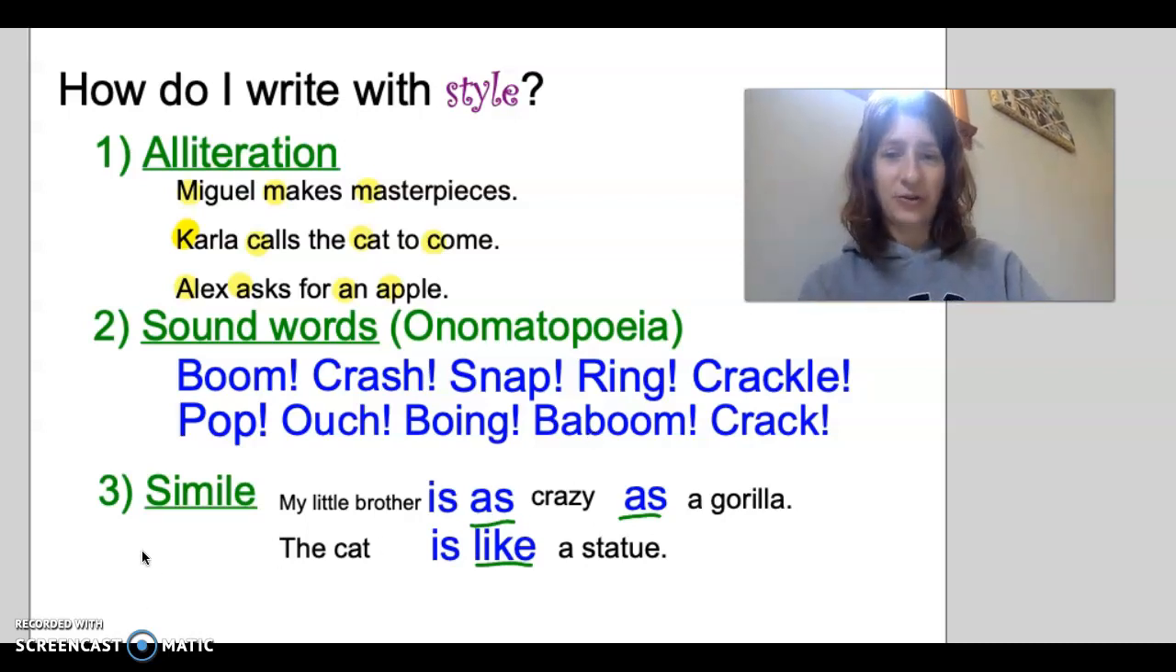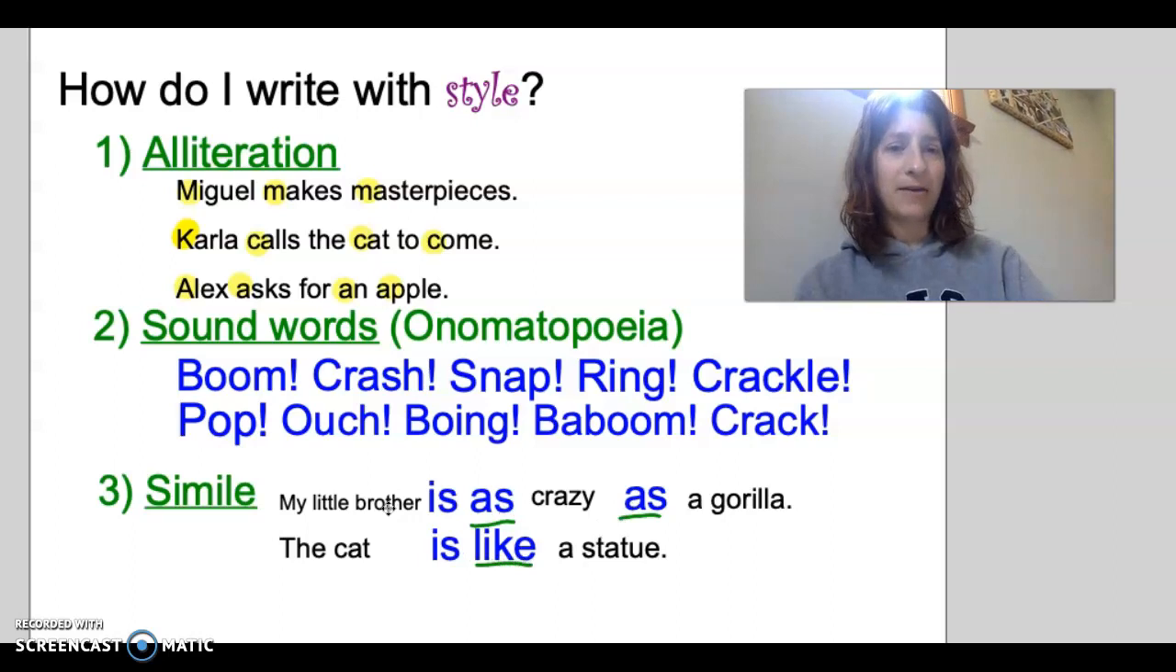And here's the third way. The third way is something called a simile. Say that word. Simile. A simile is when you're comparing two things that are probably very different from each other, but you're using words like as or like.